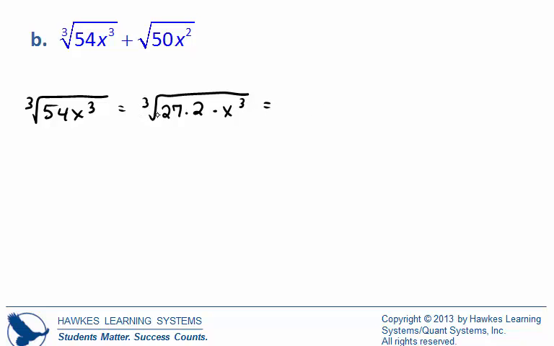So the cubed root of 27 is 3. 3 times 3 times 3 is 27. The cubed root of 2 cannot be done. The cubed root of x to the third is x.